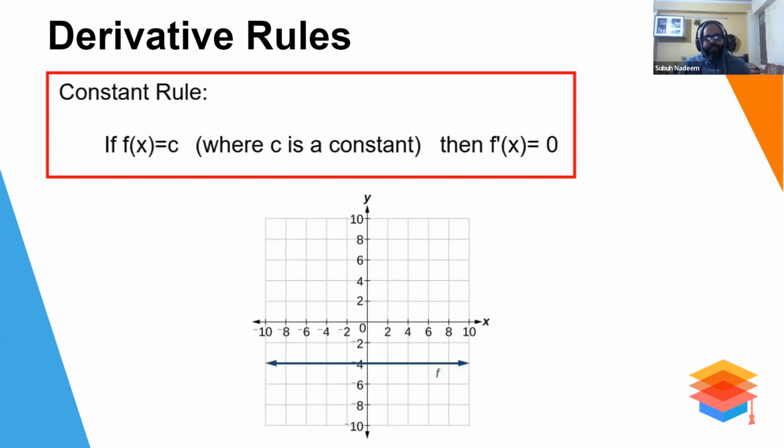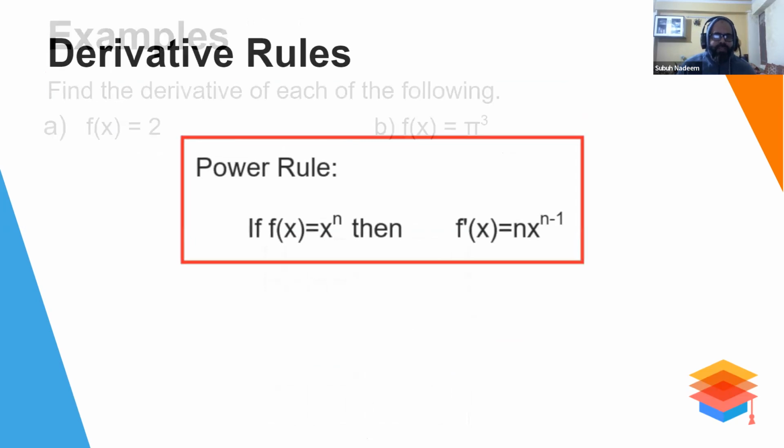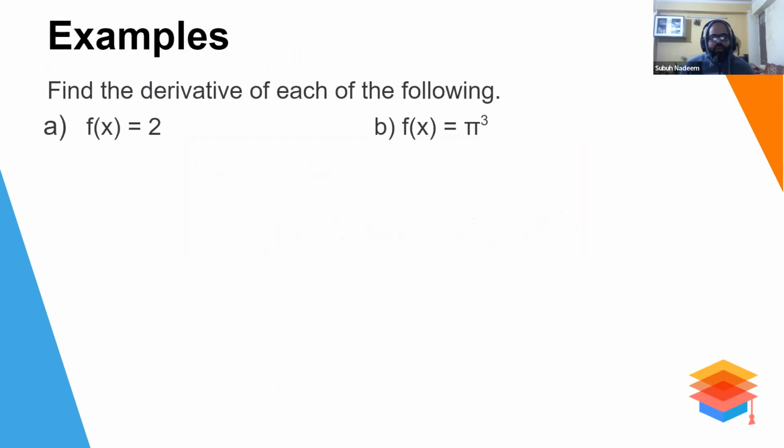Now let us move to the next slide. f of x is equal to 2, it is a constant function, its derivative is 0. f of x is equal to pi cube, it is a constant function. Pi cube is a constant, there is no x there. Its derivative is also 0.